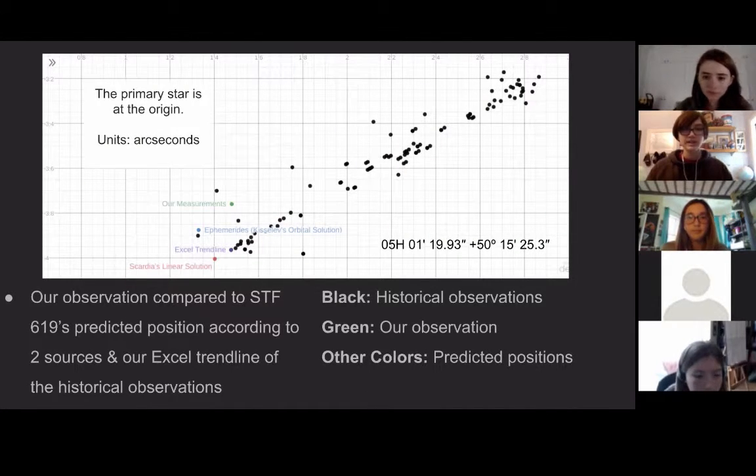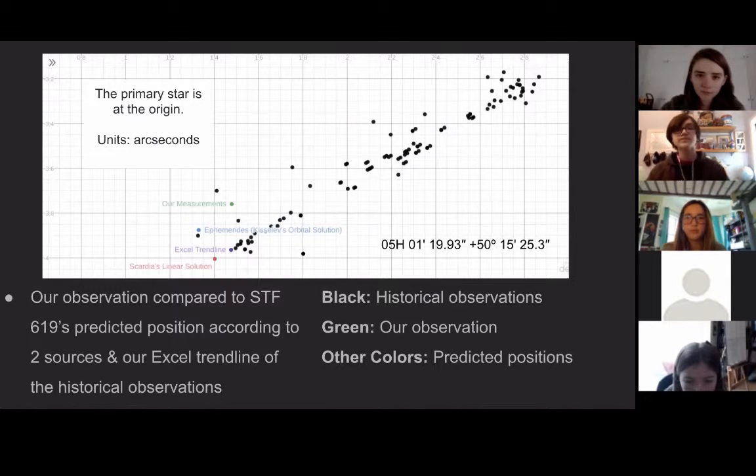While researching STF-619, we also came across a rectilinear solution published by Scardia et al. in 2017 that included 5 parameters for each star. Scardia's predictions for the time when our measurement was taken are plotted on the graph in orange. The historical data are shown in black. The purple dot shows a prediction based on our Excel trend line of the data.